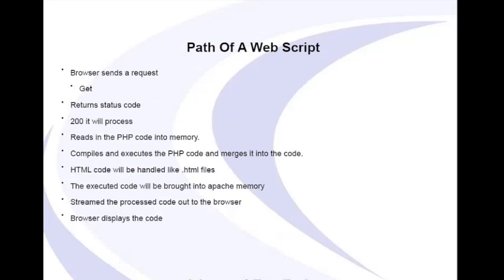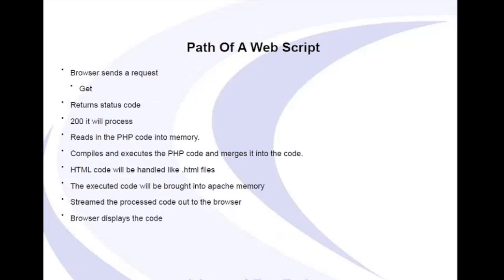So if we want a web script, if we're doing a PHP file, this is also true for a Python web script or a Perl script with CGI or JSP or any number of other web-based languages. How does it actually work? The browser is going to send a request for index.php, or whatever the file may be that we're looking for. It does a GET call. The server returns the status code. Let's say it's 200, the file's there, we can access it.